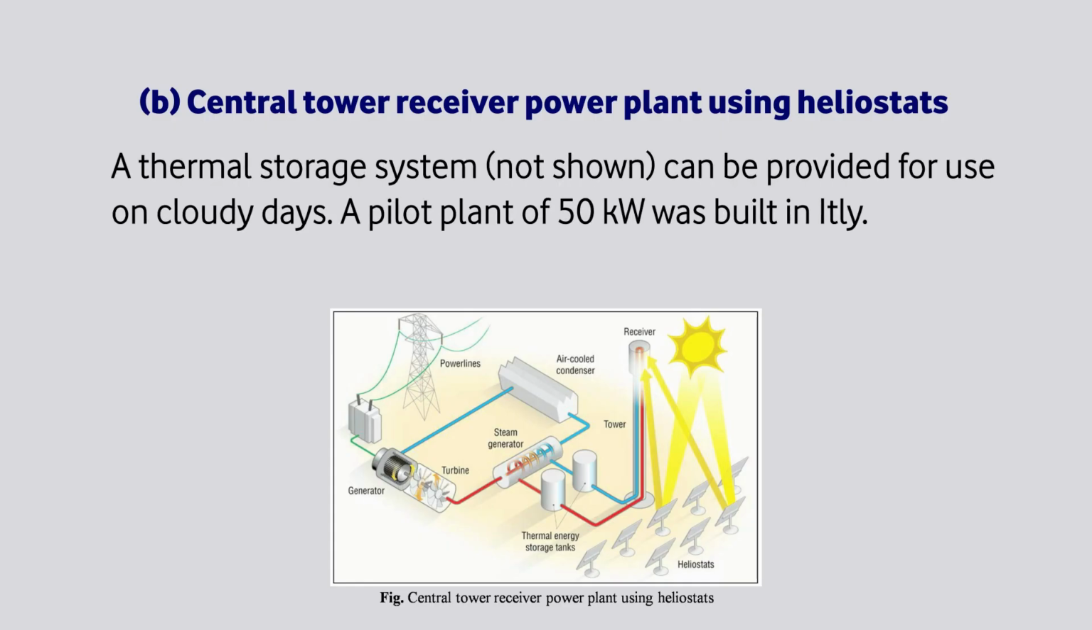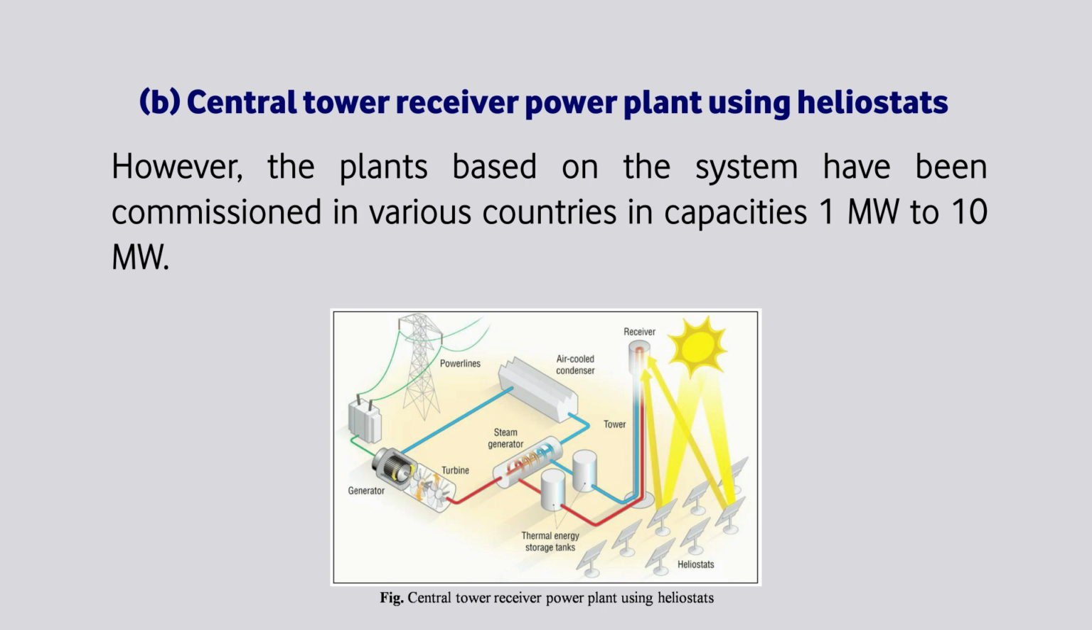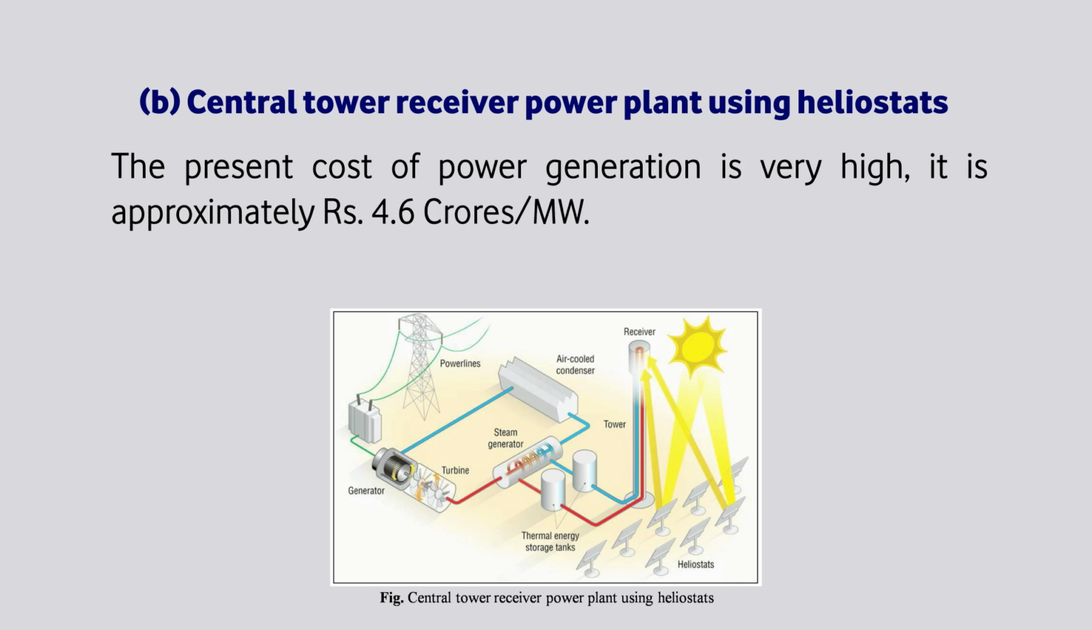A thermal storage system can be provided for use on cloudy days. A pilot plant of 50 kilowatt was built in Italy. However, plants based on this system have been commissioned in various countries in a capacity of 1 megawatt to 10 megawatt. The present cost of power generation is very high. It is approximately rupees 4.6 crore per megawatt.